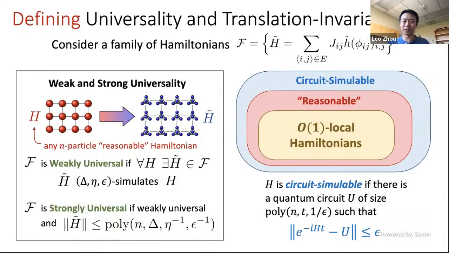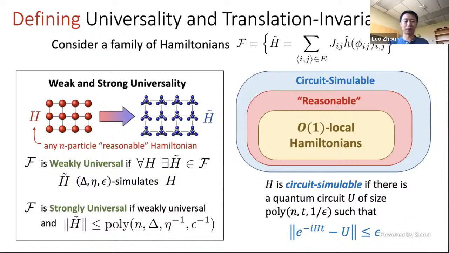More precisely, we say that a Hamiltonian H is circuit simulable if there's a quantum circuit composed of, say, one or two qubit universal gates, where the size of the circuit scales only polynomially in the system size, the time, as well as the precision parameter, and is able to approximate the evolution of the Hamiltonian for time t. Then we say that this H is circuit simulable.